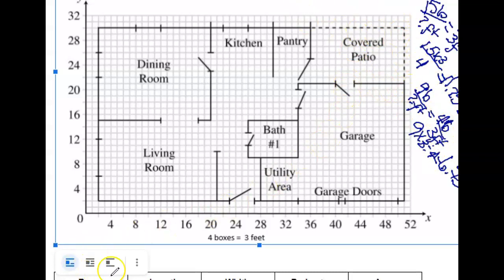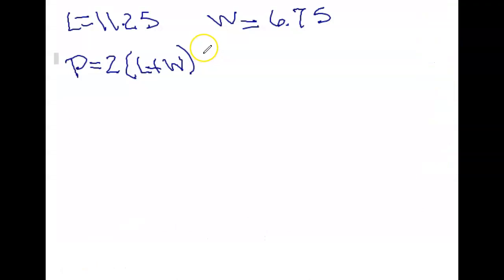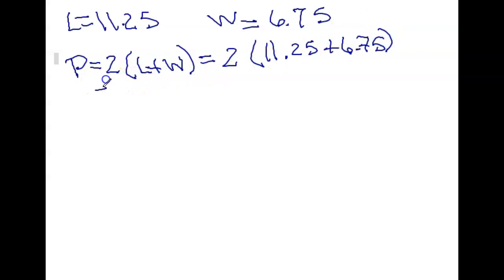So one of the things that you do with each room is find the length and the width, and then you're going to find the perimeter, and then you're going to find the area. So let's talk for a minute about perimeter. All right, so from what we just did, the length is 11.25 and the width is 6.75. My formula for perimeter is 2 times the quantity length plus width. So I'm going to add those two length and widths together first, because it's in the parentheses.